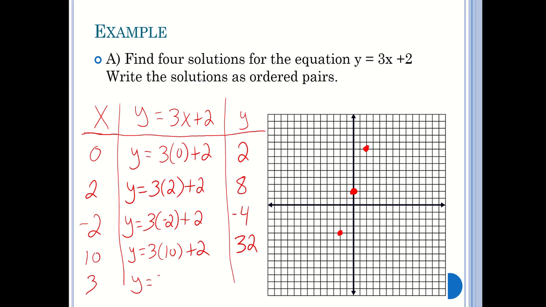So y equals 3 times, instead of x, I sub in a 3, plus 2. 3 times 3 is 9. 9 plus 2 is 11. So we get the ordered pair (3, 11). 1, 2, 3, and then up 11. 1, 2, 3, 4, 5, 6, 7, 8, 9, 10, 11, right there. Now let's connect the dots. Now do your best to draw a straight line. It's tough to do on the computer sometimes.